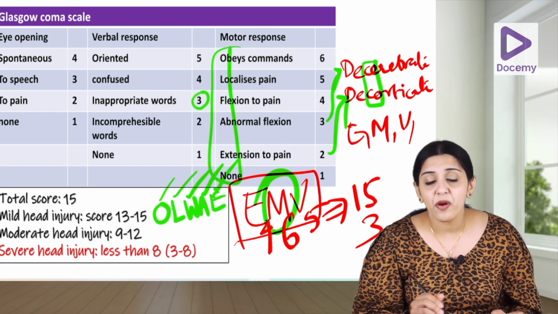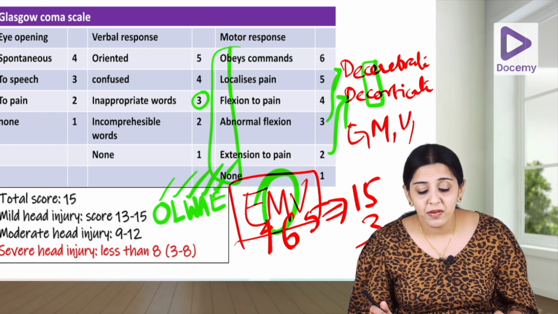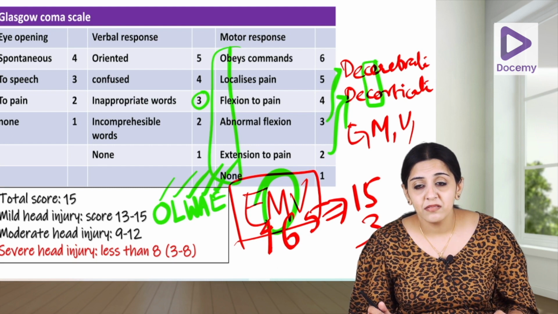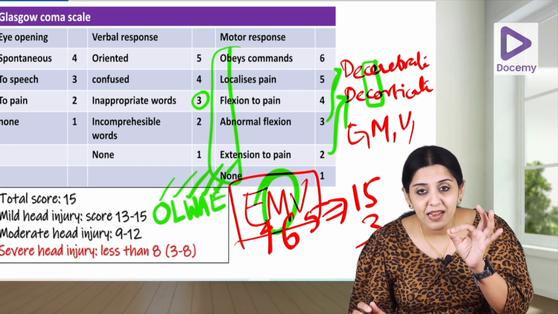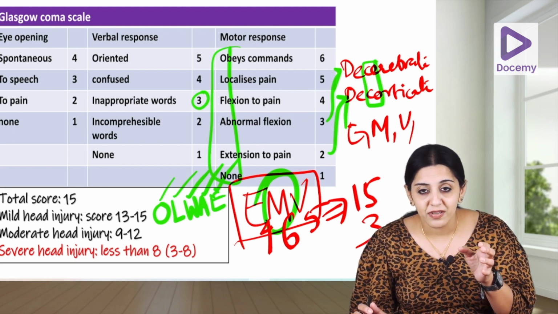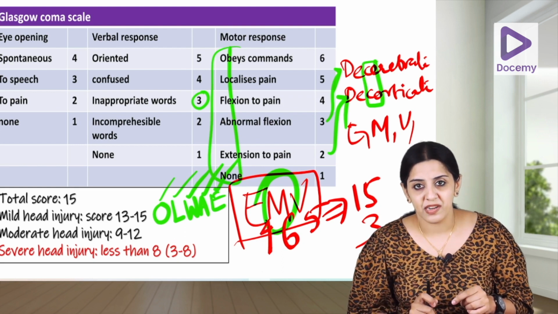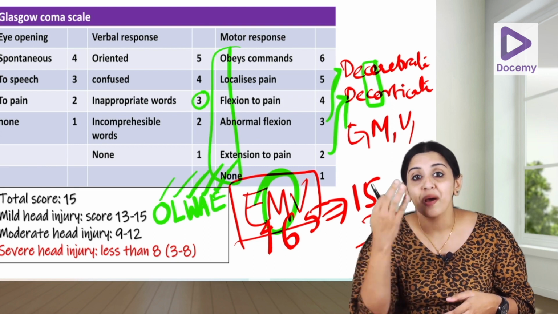V3 is inappropriate words. If you ask his name, he'll say something like son, daughter. You're able to understand the word like son or daughter or wife or husband, but it is not the answer to your question. It is an inappropriate answer to your appropriate question.